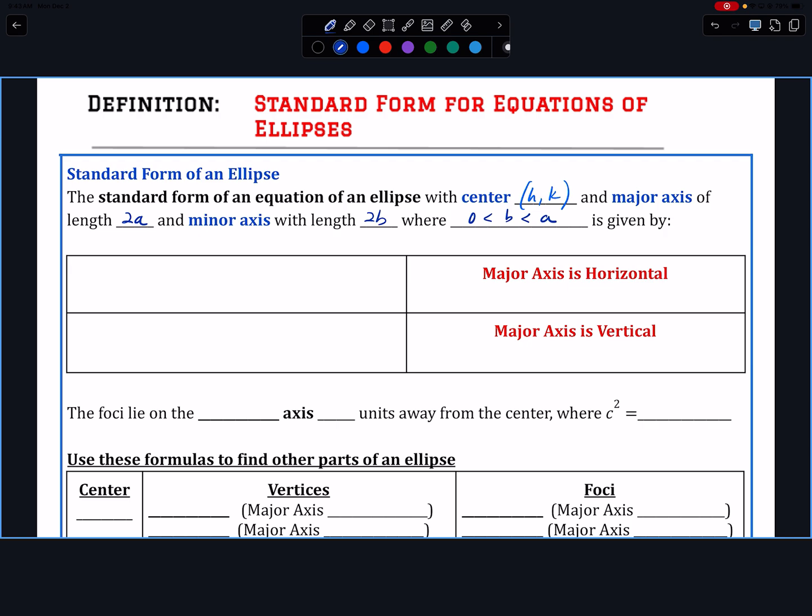Okay, I just showed you guys that you guys can figure out the major axis by which one's longer, right? So if the major axis is horizontal, that means that the left and right direction is longer than the up and down direction. Then this is the equation that we use. x minus h squared over a squared plus y minus k squared over b squared is equal to 1.